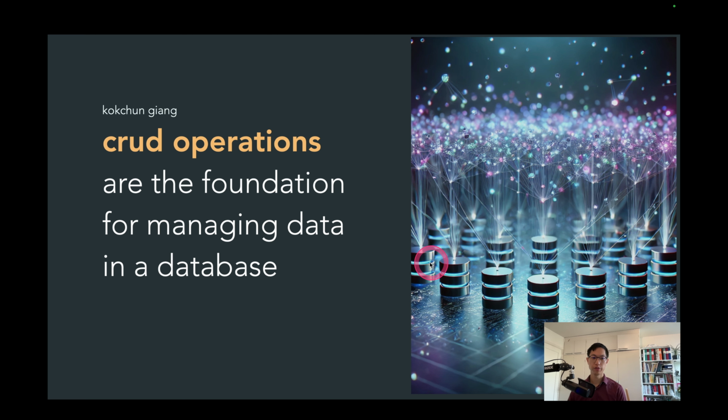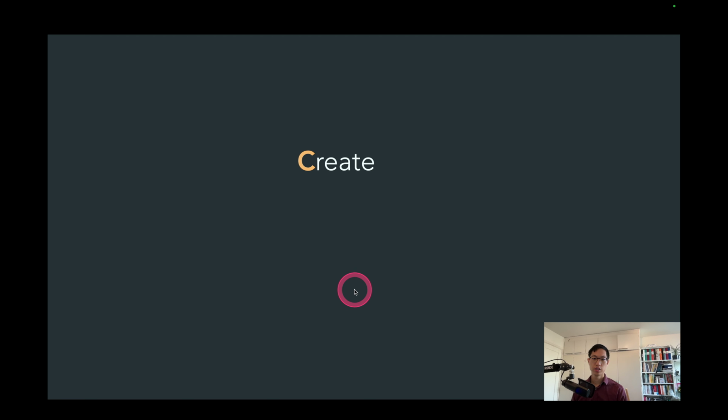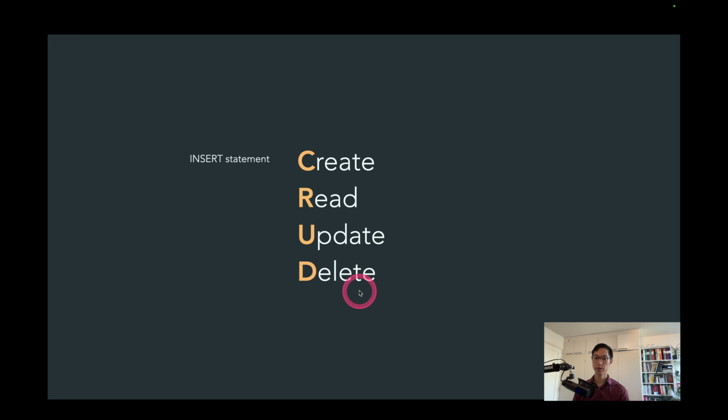So the CRUD operations are the foundation for managing data in a database. We have C, that is create. We have R, that is read. We have U as update and D as delete. So basically here we have the insert statement for creating. We add new data, define new database objects. We have read CSV auto with the create table, so we get data into the database. So we create data, right?